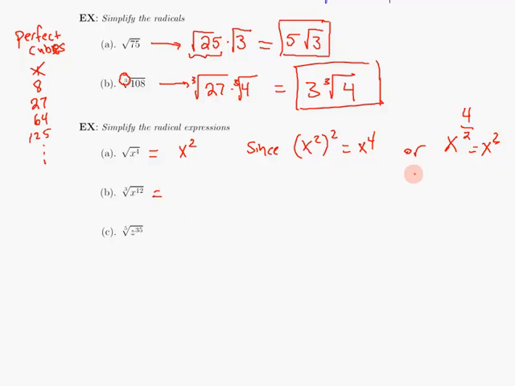What about this one? I like the second technique because we can get the answer almost immediately without having to guess what it has to be. What is the cube root of x to the 12th? That's 12 divided by 3, so x to the 4th.